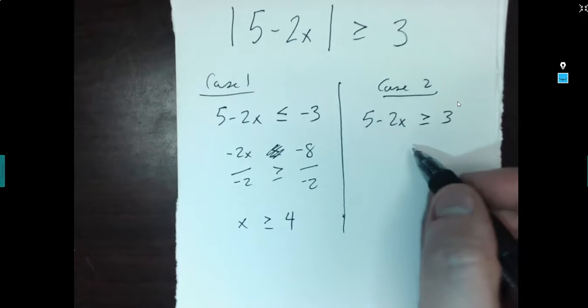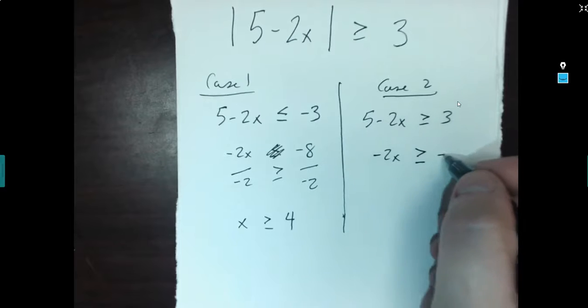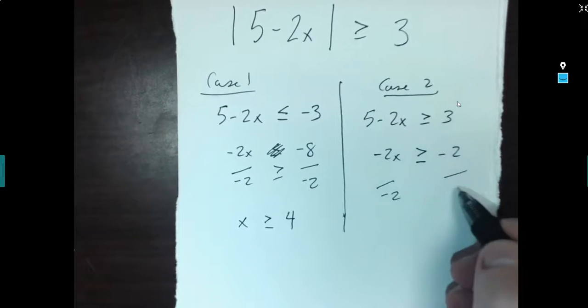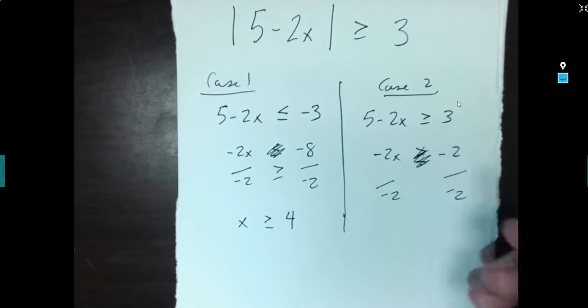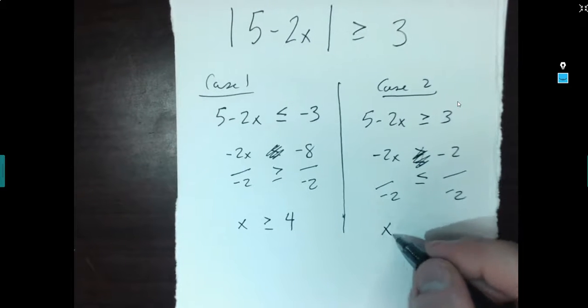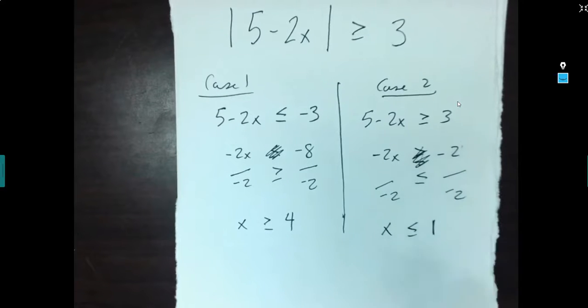Over here, I subtract 5 from both sides. And again, to get x by itself, I'm going to need to divide by a -2. But when I divide both sides by a negative, it flips the arrow. And so I'll have x is less than or equal to, and that simplifies to 1.